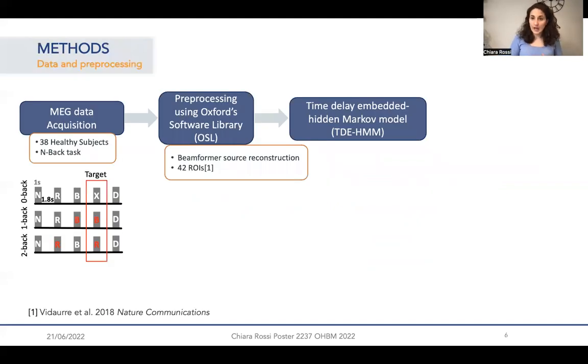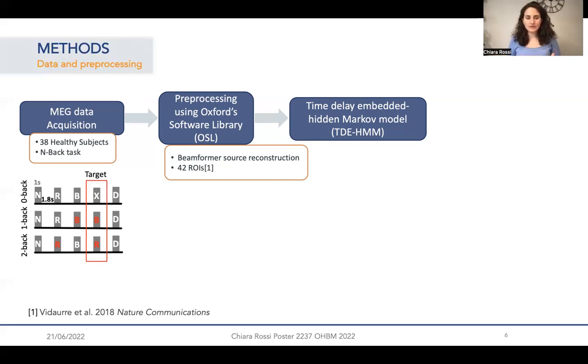As I mentioned, we use MEG data, with high temporal resolution, from 38 healthy subjects that were acquired during an N-back task. The N-back task is a widely used working memory task that consists in showing a sequence of letters, and every subject has to respond to a target letter. The letter is the letter X for the 0-back condition. For the 1-back condition, the letter is every letter that is identical to the one just shown before. And for the 2-back condition, the target letter is the one that is identical to the letter shown 2 times before.